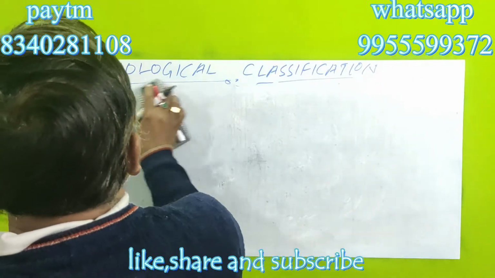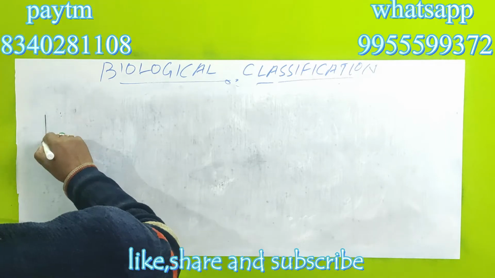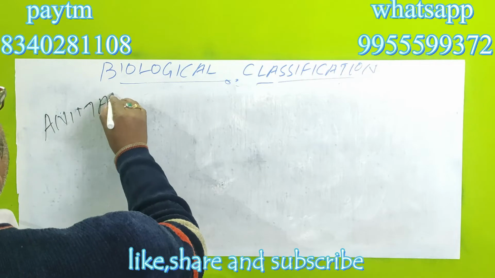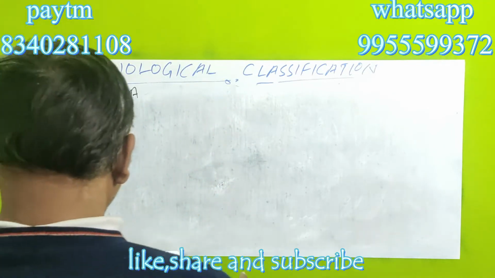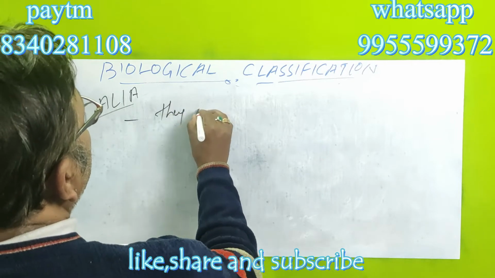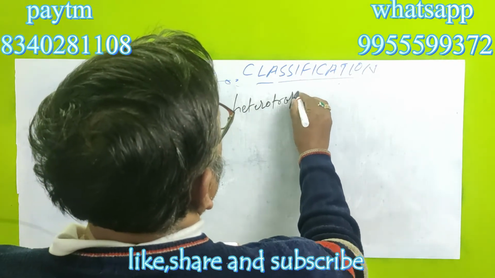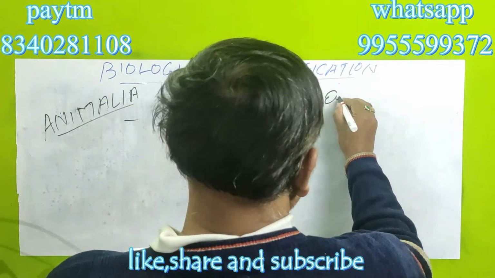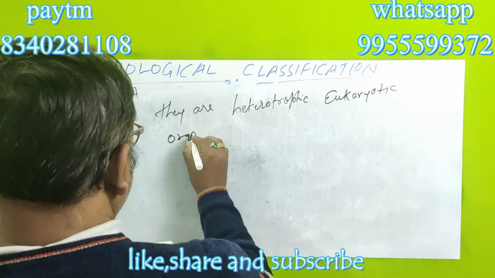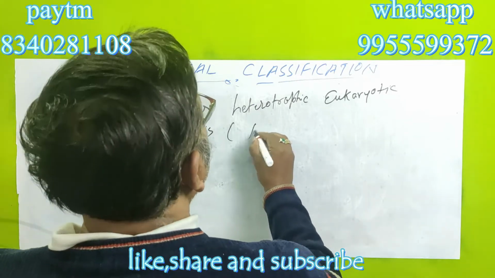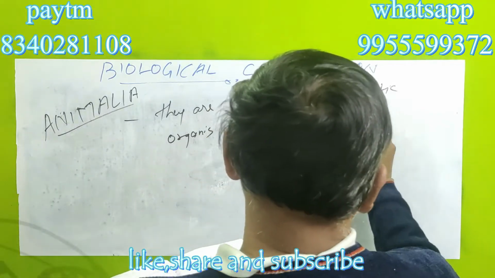Next is kingdom Animalia. The characters are: they are heterotrophic eukaryotic organisms. That is, it is holozoic or saprophytic.